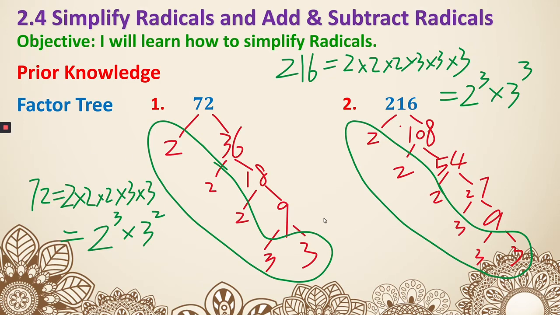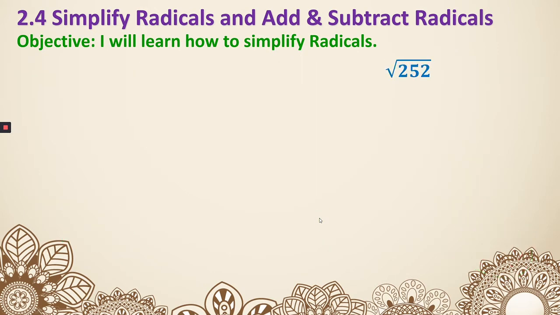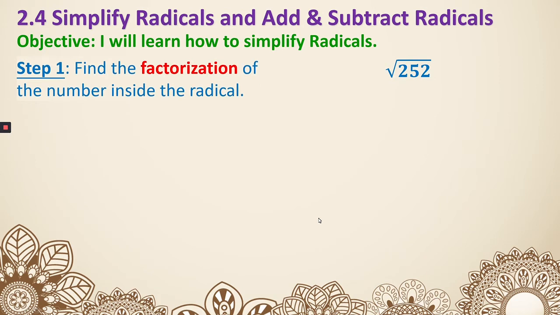Now that we know that, let's have a look at some radicals. When we try to take apart our radicals, here are the steps. We find the factorization of the number inside the radical. That means we're trying to take apart 252. So start with 2, left with 126. Then take out another 2, I'm left with 63.